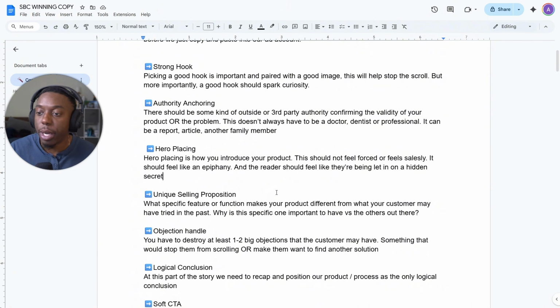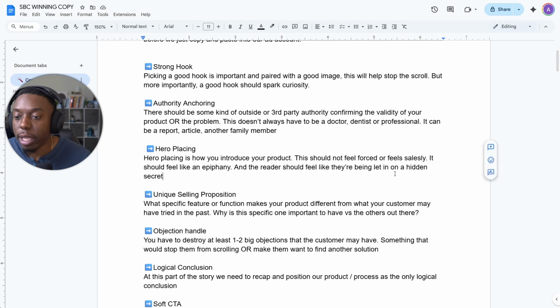So hero placing is how we introduce your product. This should not feel forced or feel salesy, right? People can tell a sale is coming from a mile away. So it should feel natural, it should blend into the story, and it should feel like an epiphany that the person in your story just came across and almost stumbled across this product out of nowhere. It was recommended to them, or they found it while they were just scrolling through some articles late at night. And boom, this product just appeared in front of them. Now, this product has completely changed their life forever.